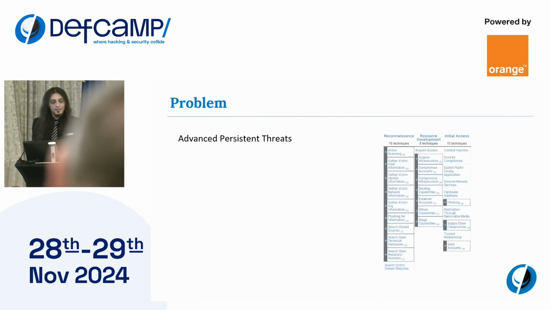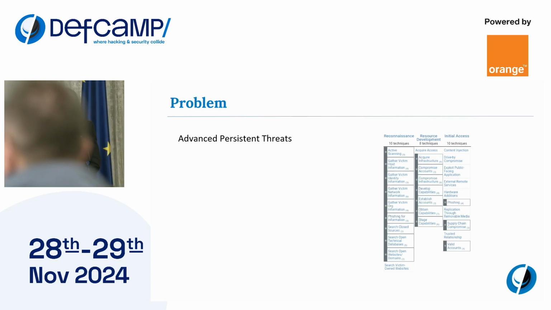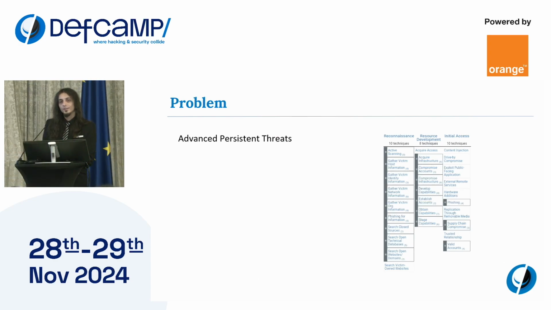Before we can start solving anything, we have to find a problem. Advanced persistent threats are threat actors that reside in the organization for a prolonged period of time. They usually send personalized payloads to an organization to exploit it for a certain reason, be it political, financial, or other.